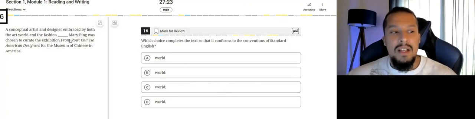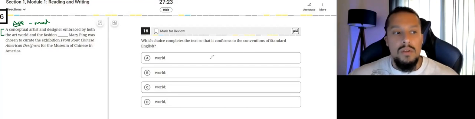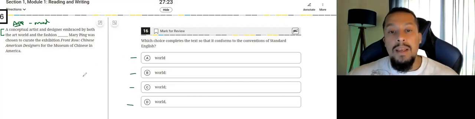Question number 16. If you read the sentence, you're going to identify this beginning phrase as an appositive phrase. It modifies. When you begin a sentence with an appositive phrase, in this case, it's called an introductory clause: a conceptual artist and designer embraced by both the art world and the fashion world. So here are our answers. When we begin a sentence with a dependent clause, it's also called an introductory clause.